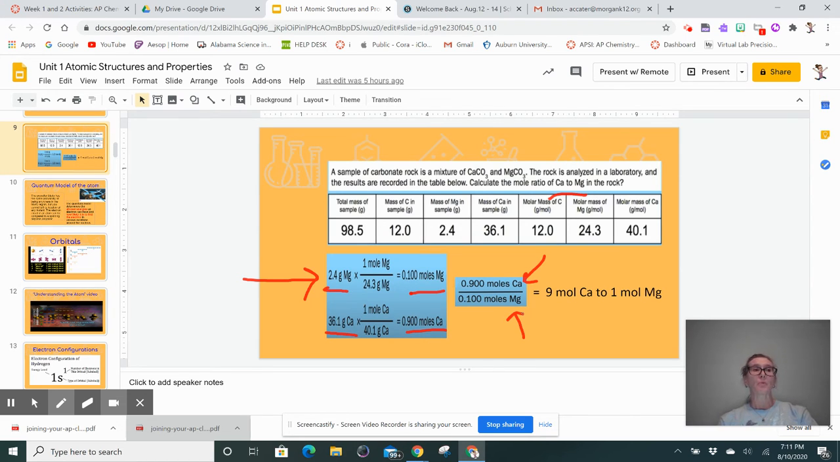So that's an example of composition of a mixture. You have two compounds in there. They are two separate compounds, but they're mixed in varying proportions. And we just found the proportion for that particular sample. Okay. So again, this should all be reviewed.